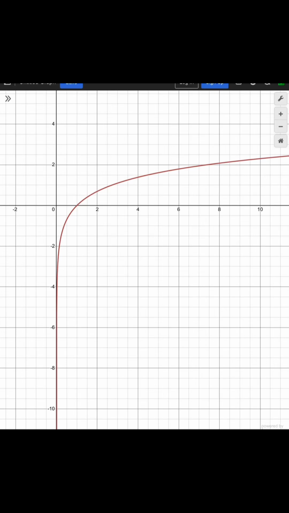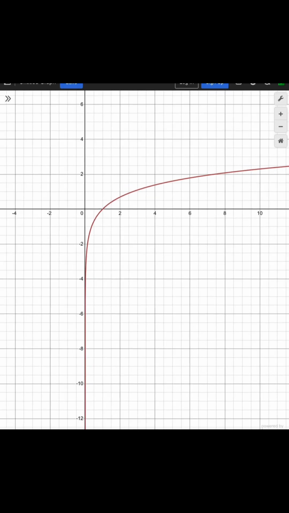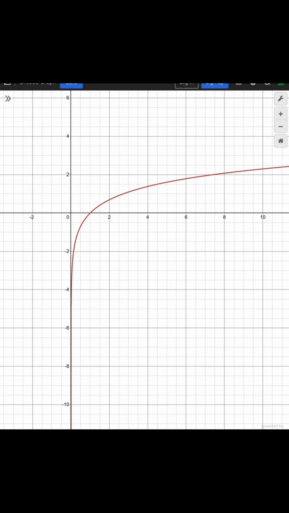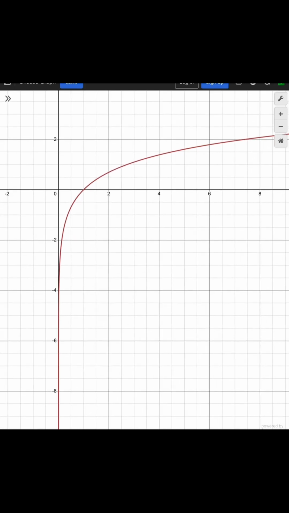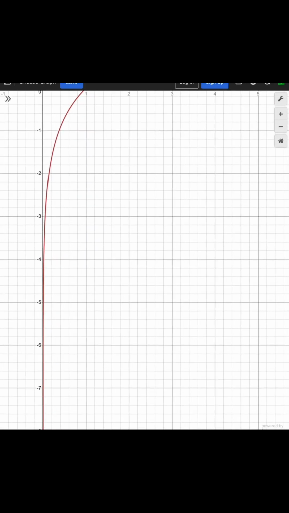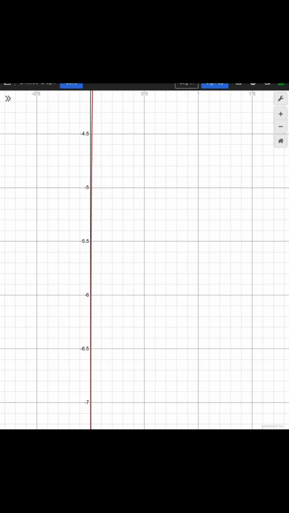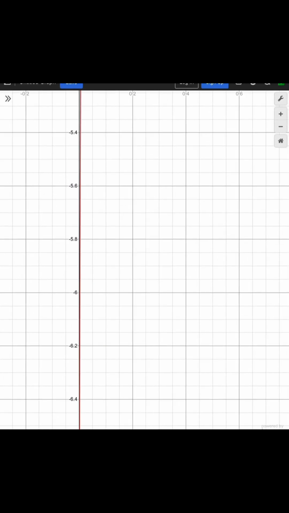The domain for this graph is x greater than 0. So anything greater than 0 is the domain. And there's also a vertical asymptote at the point where x equals 0. So remember, the asymptote is the line that the graph approaches but never actually gets to. So x is equal to 0 for that one.